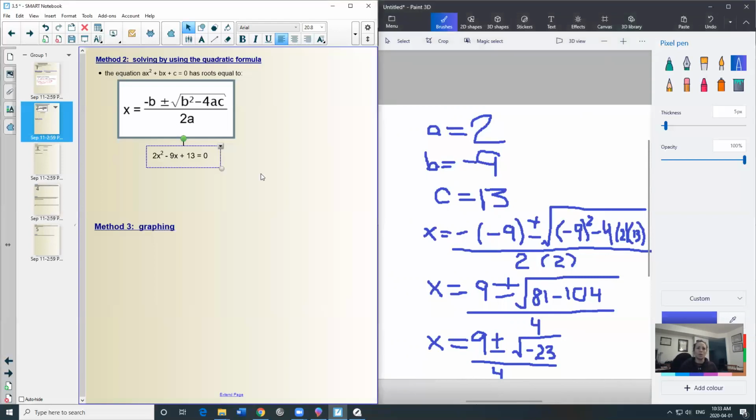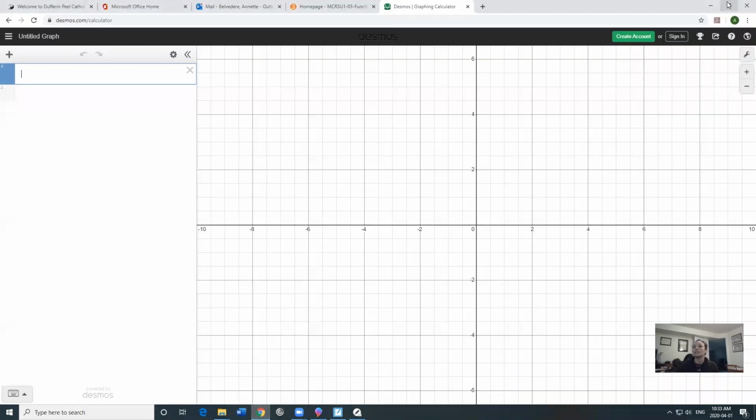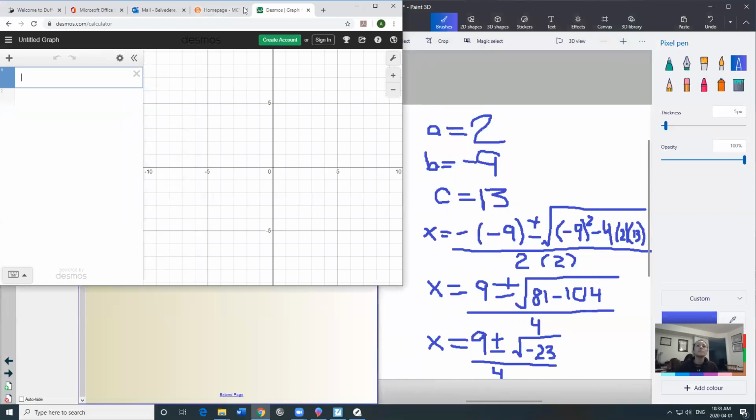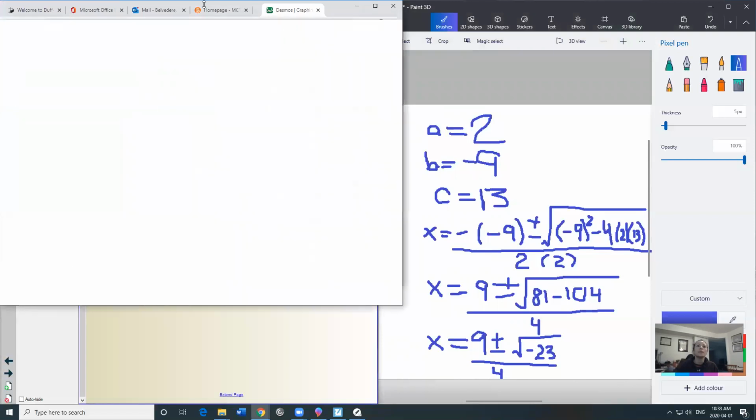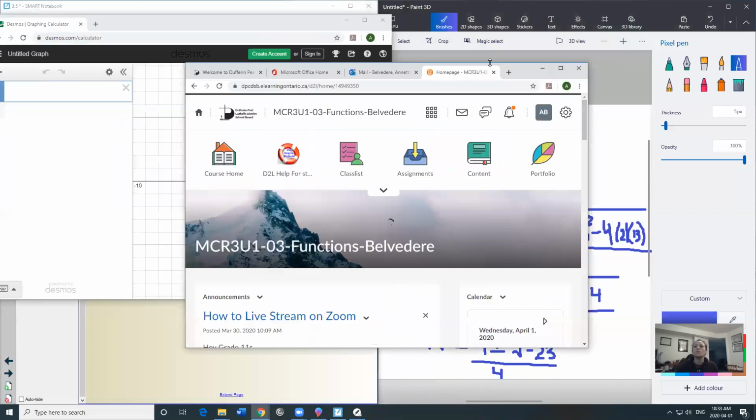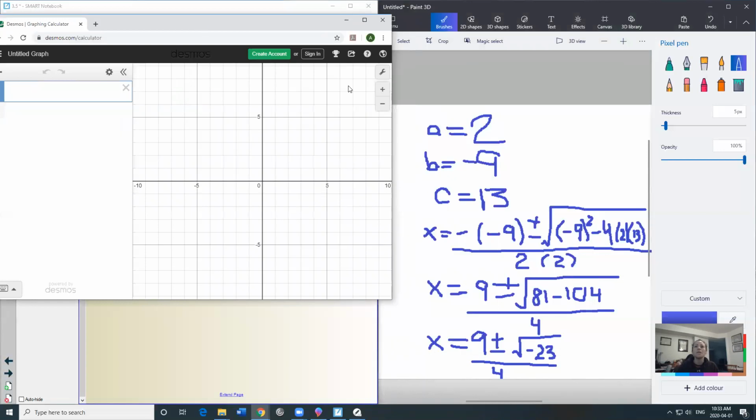I'm going to take this equation, and I want to see what happens if we graph it, okay? And this will be our third method for graphing, okay? So let's plug that in. Where's Desmos? There it is. Oops, I'm sorry, I didn't want to do that there. There we go.